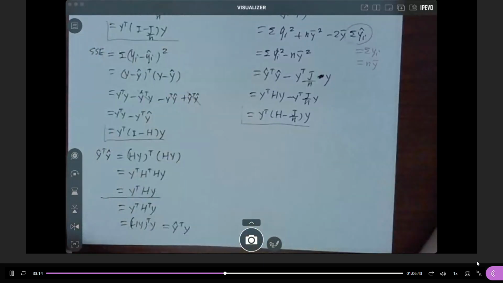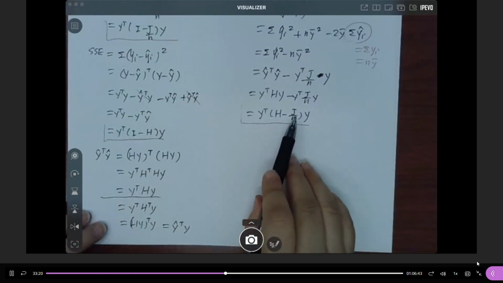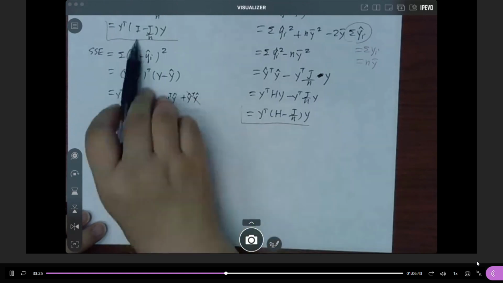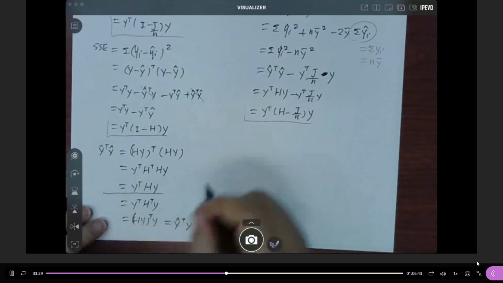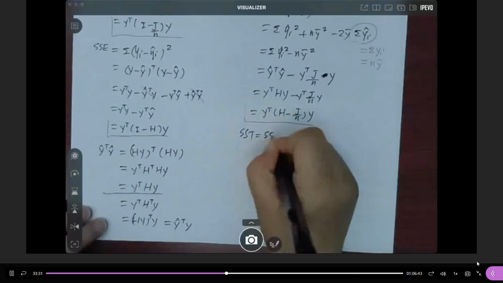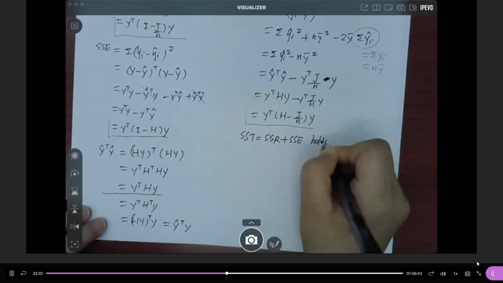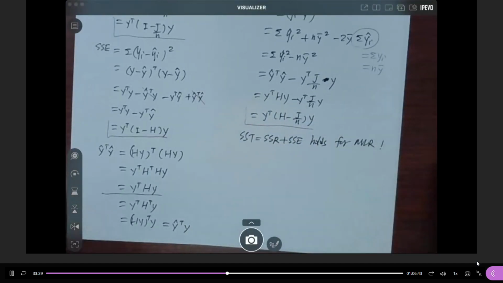Are they equal? So I minus H plus H minus J over n equals I minus J over n. Both sides are y transpose, y, right? So SST equals SSR plus SSE still holds for MLR. Now you proved it. All right.